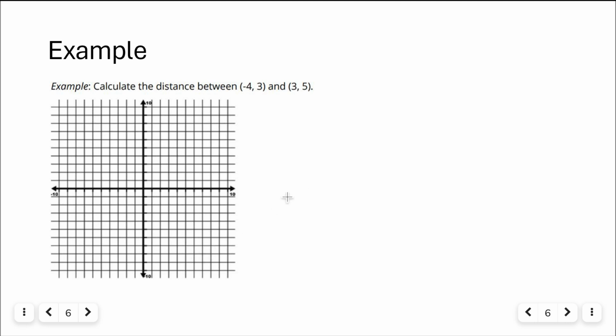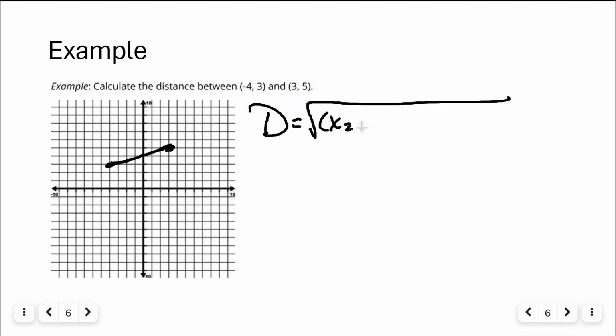All right, let's calculate the distance between these 2 points. Negative 4, 3: 1, 2, 3, 4 to the left, 3 up. That's negative 4, 3. And then 1, 2, 3 to the right, 5 up. So I want to know how far it is from here to here. I'm going to use the distance formula to do it. The distance formula is the square root of (x2 minus x1) squared plus (y2 minus y1) squared.